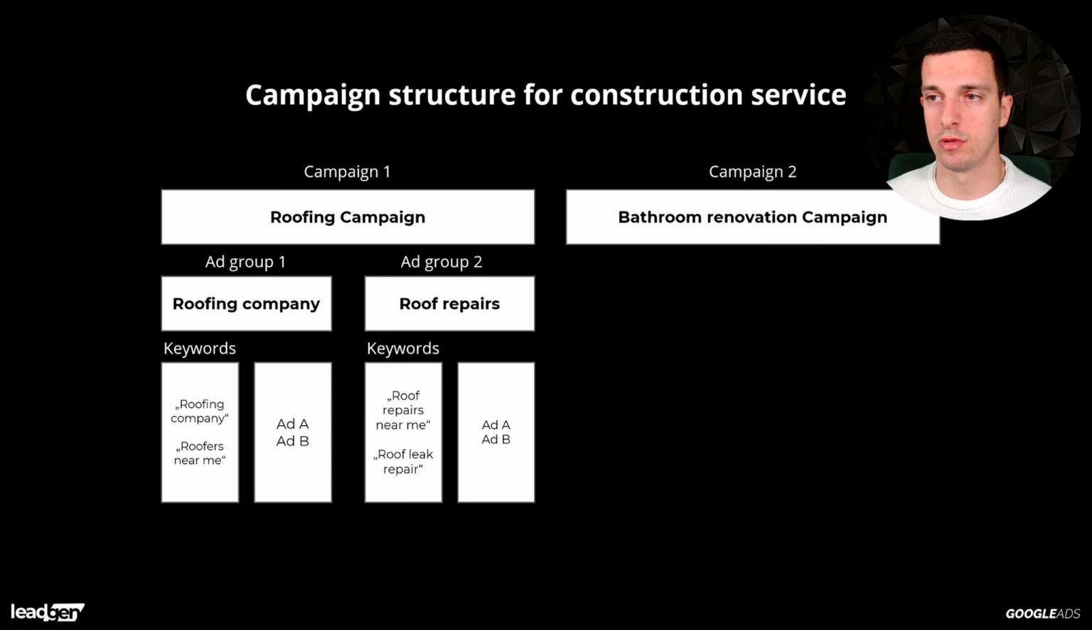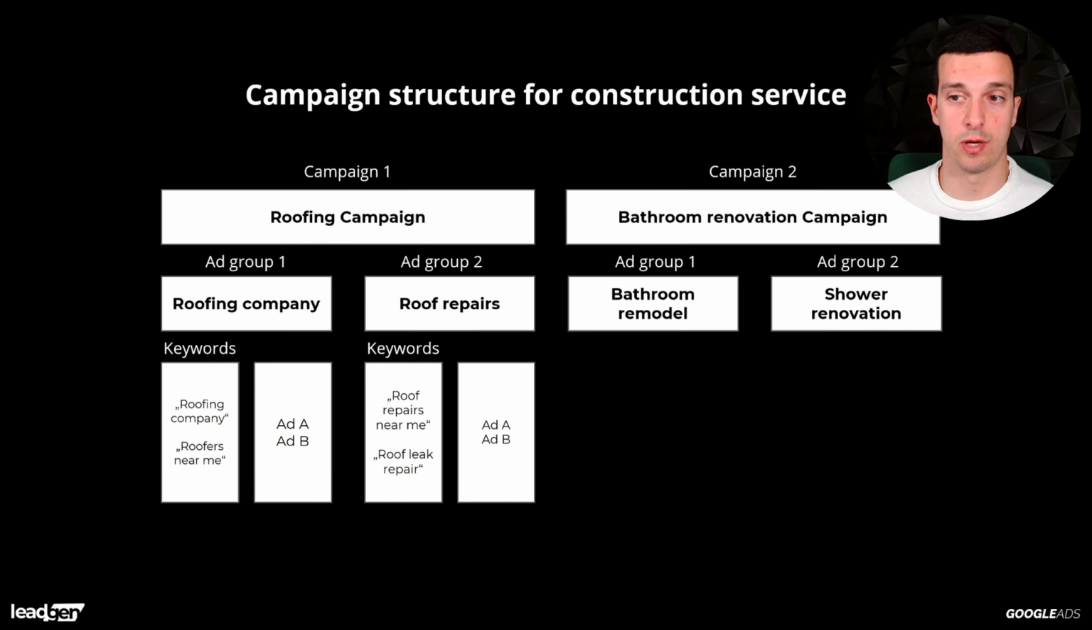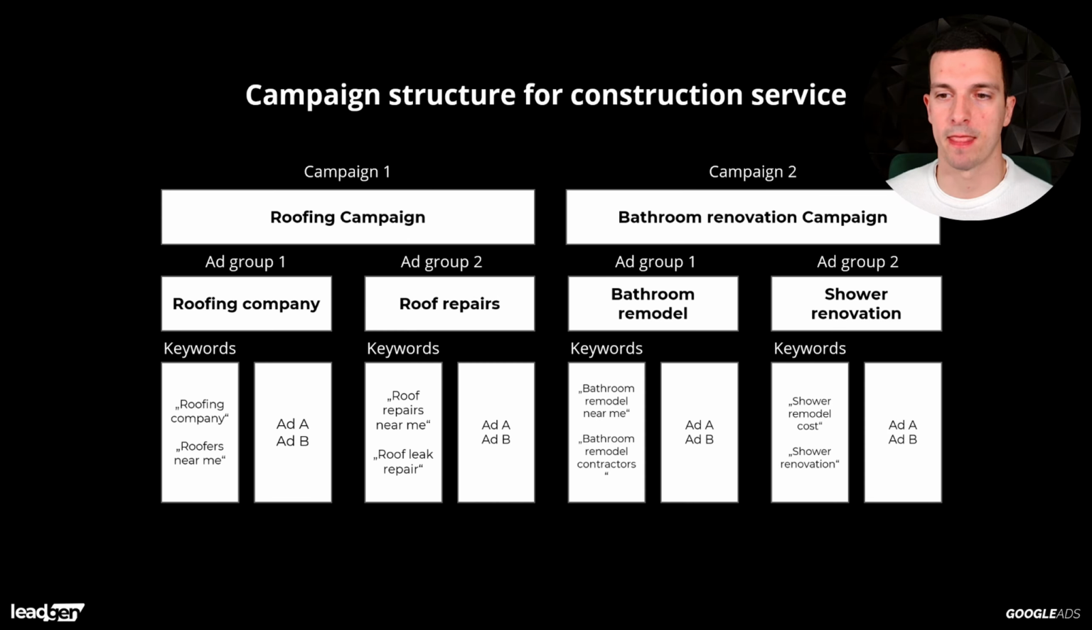Campaign 2, or another example, would be a bedroom renovation campaign. So in one ad group, you can have bedroom remodel, and in the other, shower renovation. Then keywords would be bedroom remodel near me, bedroom remodeling contractors, and similar ones. You have ads that are matching these keywords and the landing page that's matching these. And then you have shower renovation. Then you have all keywords related to shower and ads matching it.